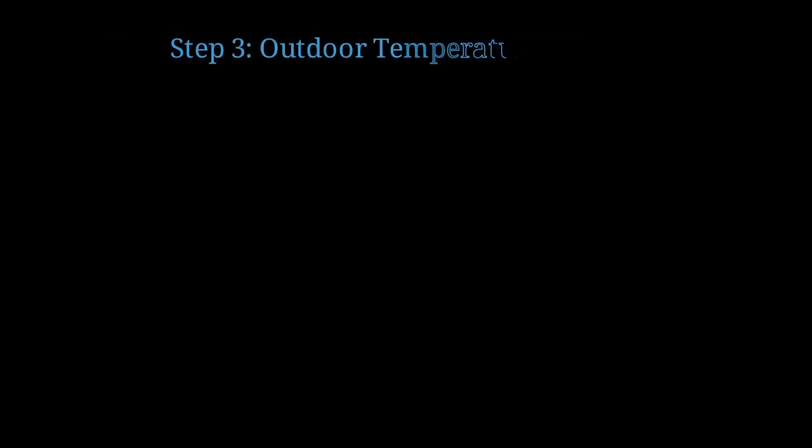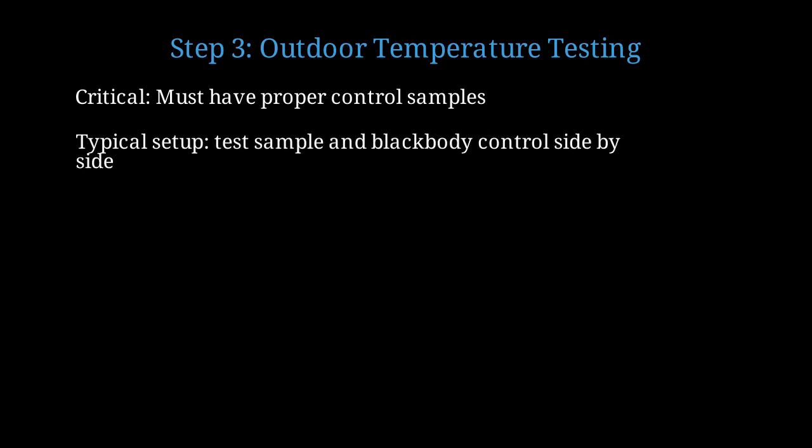Step 3 is performing carefully controlled outdoor temperature measurements. This is where theory meets reality. It is absolutely critical to have proper control samples. We need to isolate the effect of our coating from environmental variables. A typical setup includes our test sample and a blackbody control placed side by side under identical conditions.